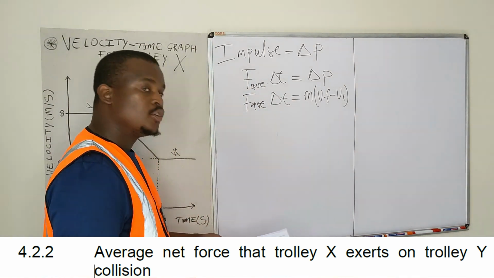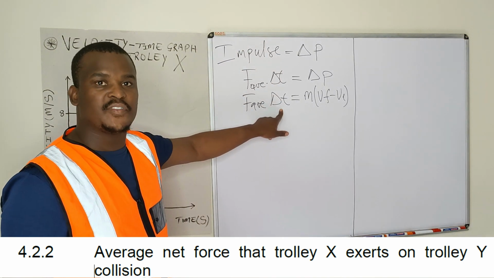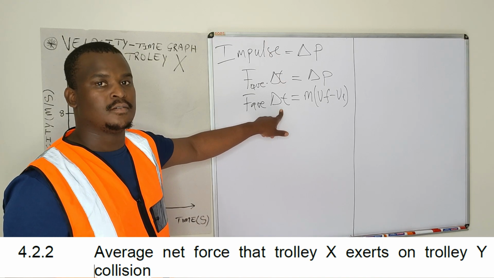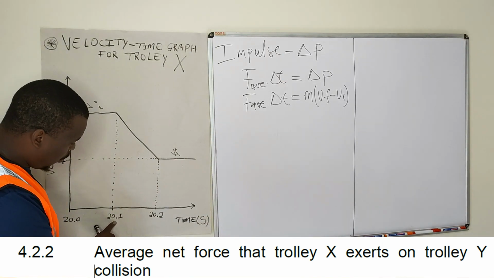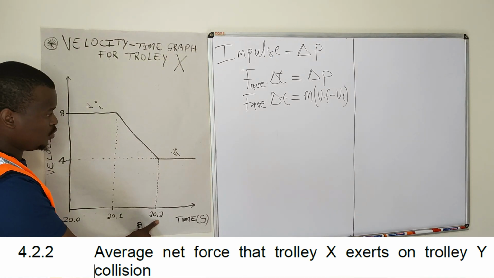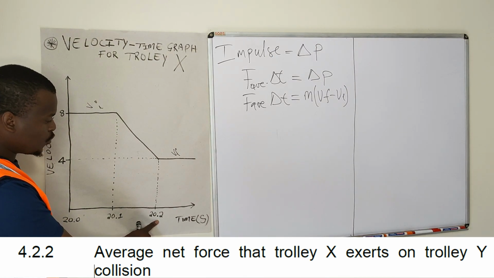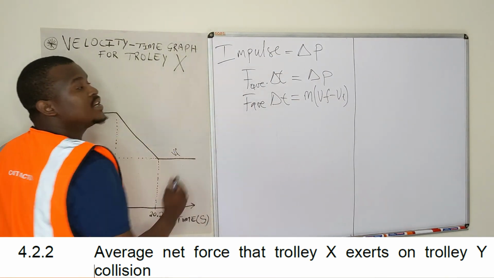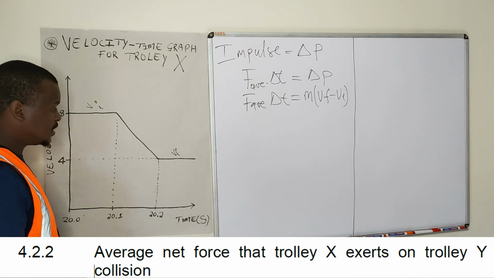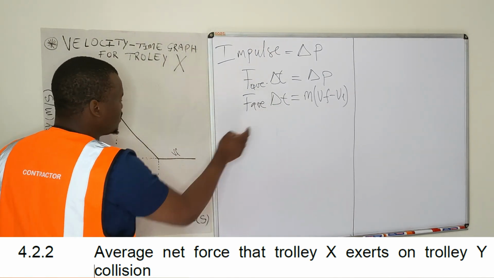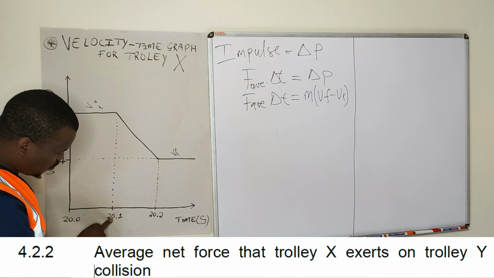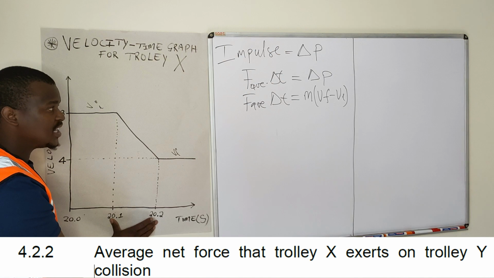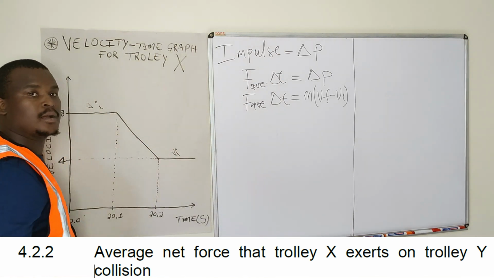What about the time? This time here is the time of the collision, the period of the collision. How long did the collision take? So the collision started here at 20.1 and ended at 20.2 seconds. So this time is the duration of the collision. The collision started at 20.1 seconds and ended at 20.2 seconds. So the time difference here is the time that you are referring to here.